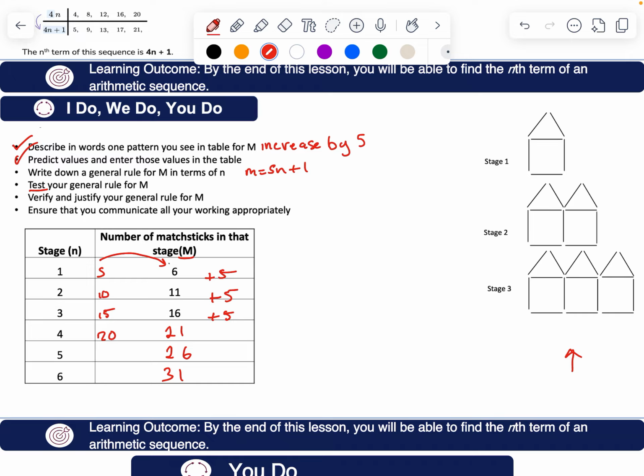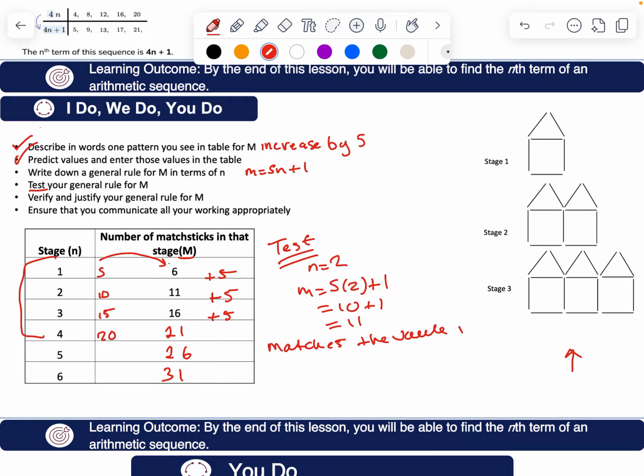Then it says test the rule. So when we test, we're going to put in 1 to 4. Okay, put any of them in. Maybe I'm going to just put 2 in. So M equals 5 times 2 plus 1. So 10 plus 1 is 11, and that matches. And you have to write that it matches the value in the table.